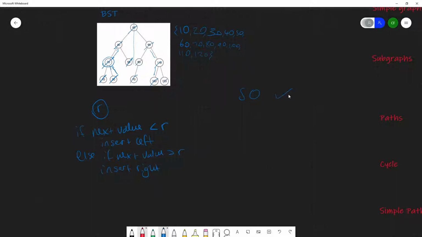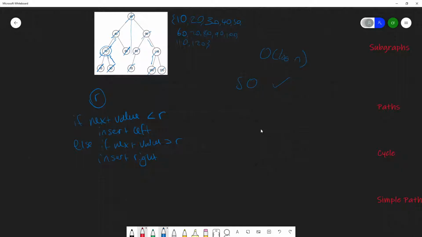Most other searches require a lot more than just 2 steps. So searching with a binary search tree has a time complexity of O of log n. It's one of the best searches you can do. It might be the best, I'm not sure.